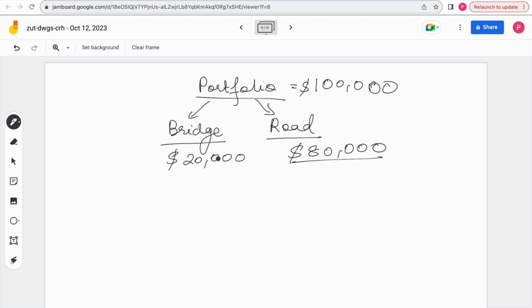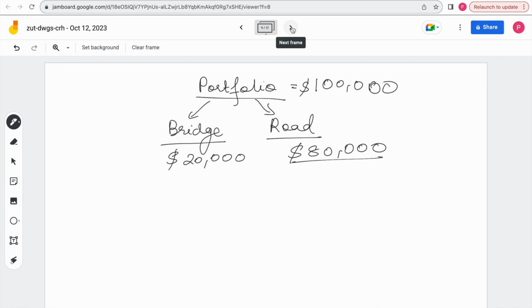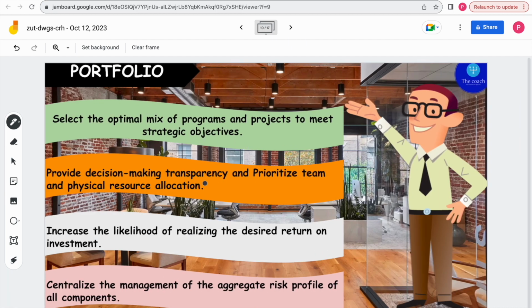So fund allocation, which portfolio we have to do, what kind of bridge we have to make, what kind of road we have to make, or what kind of features we have to add, all these decisions are taken by the portfolio manager. So the portfolio manager selects the optimal mix of programs and projects, provides decision-making transparency, and prioritizes team and physical resource allocation. Not only that, he allocates program managers and project managers. The most suitable program and project managers are allocated to a particular portfolio by the portfolio manager.